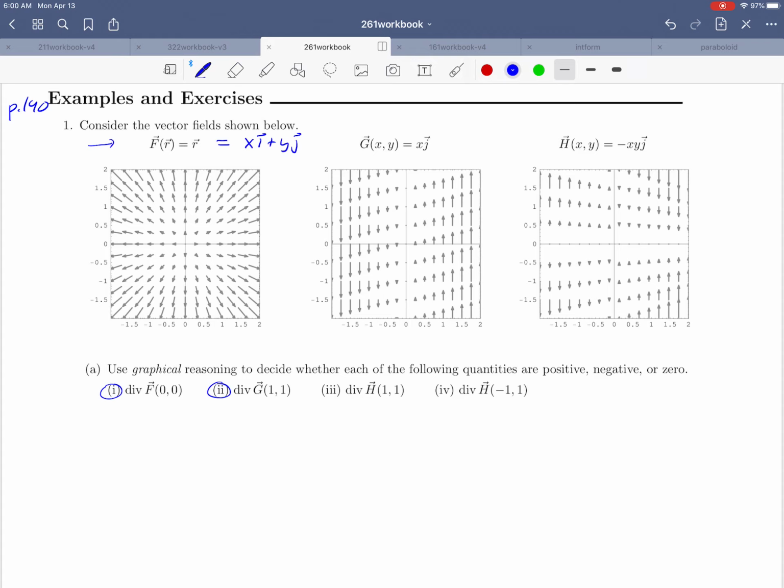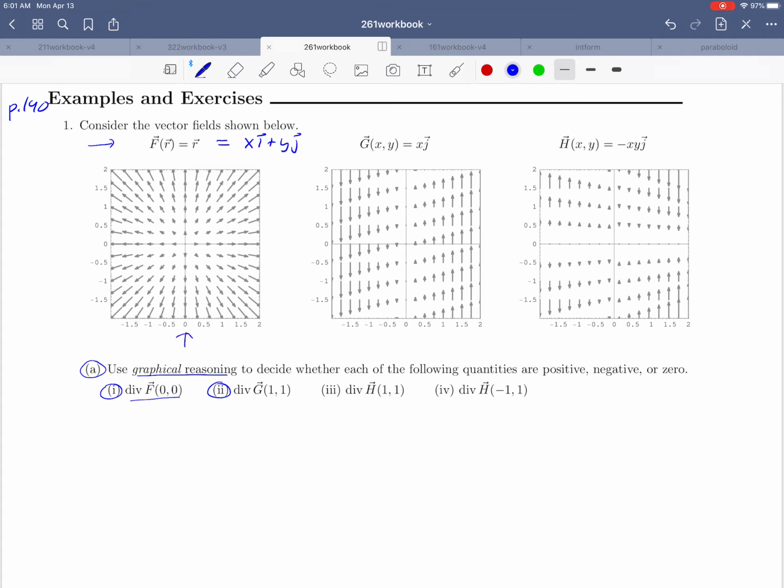All right, so if we start this off, let's read part A together. They'd like us to use graphical reasoning to decide whether each of the following quantities are positive, negative, or zero. Okay, so let's start with the divergence of F at 0, 0. F is the field over here on the very left.